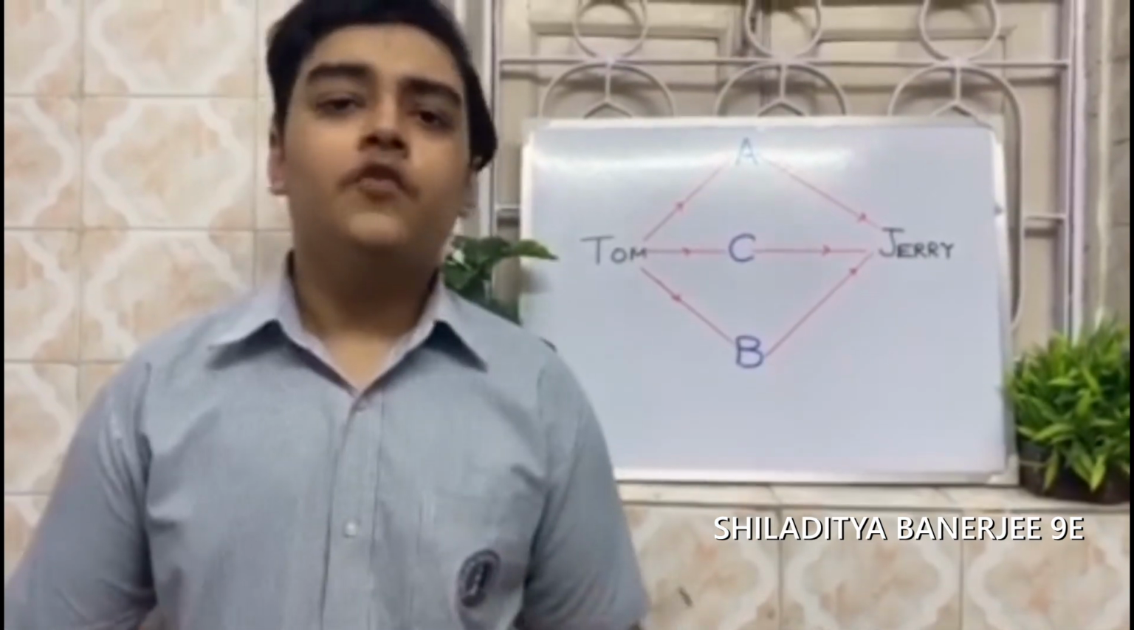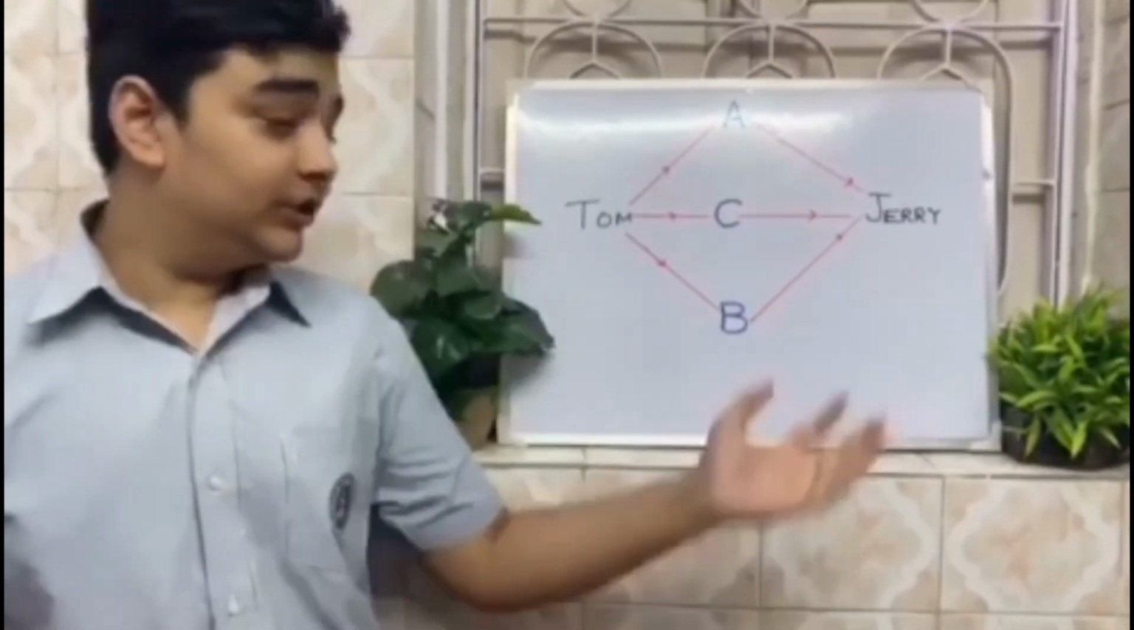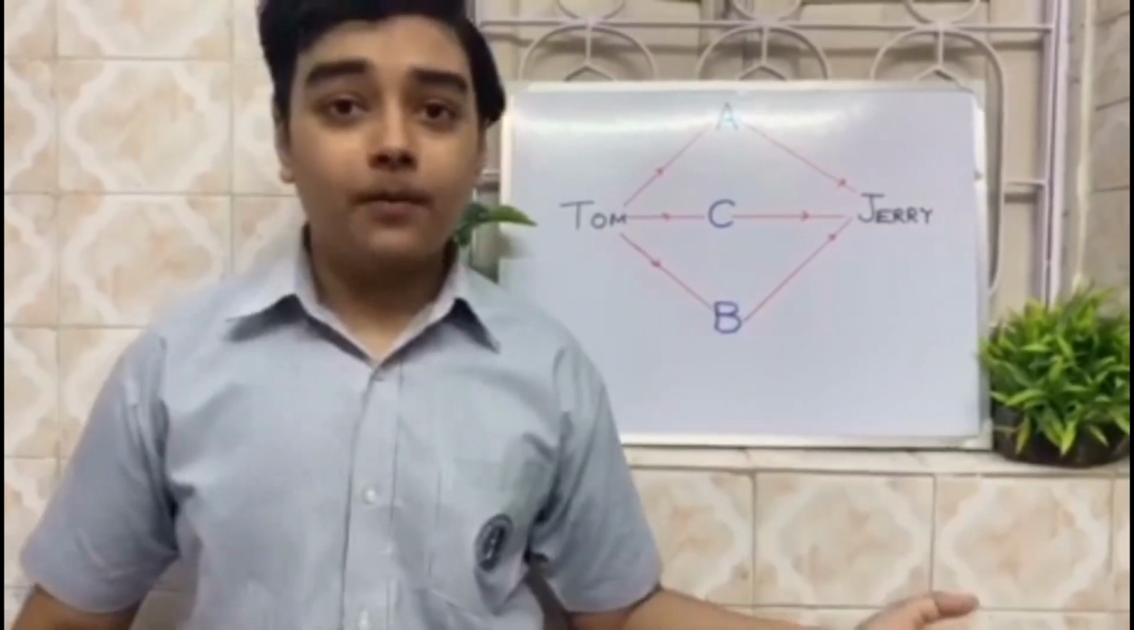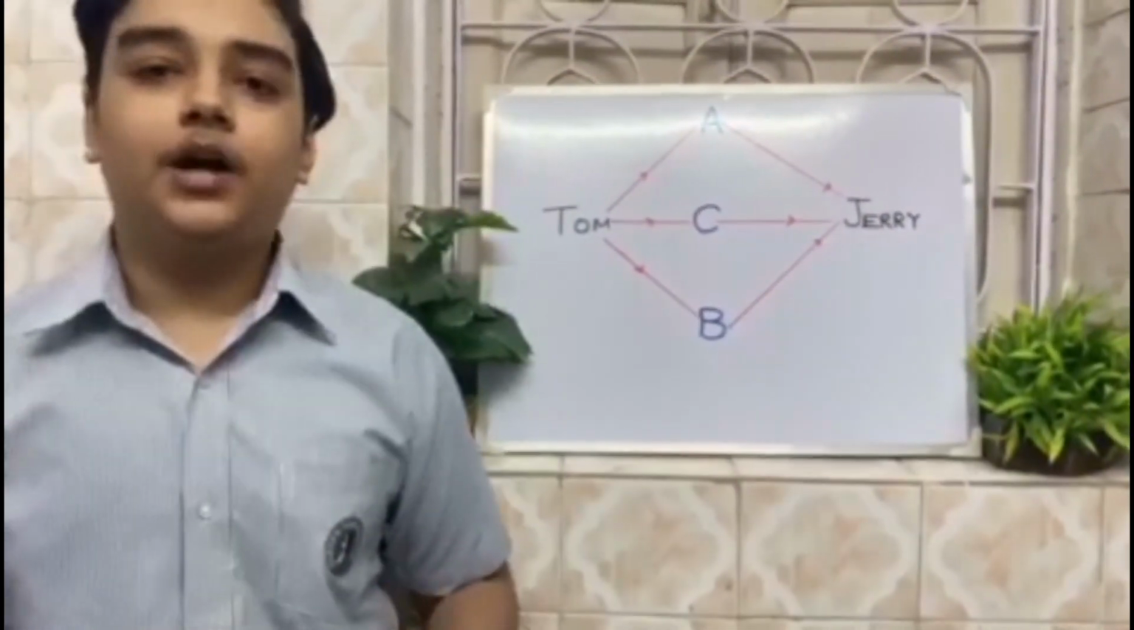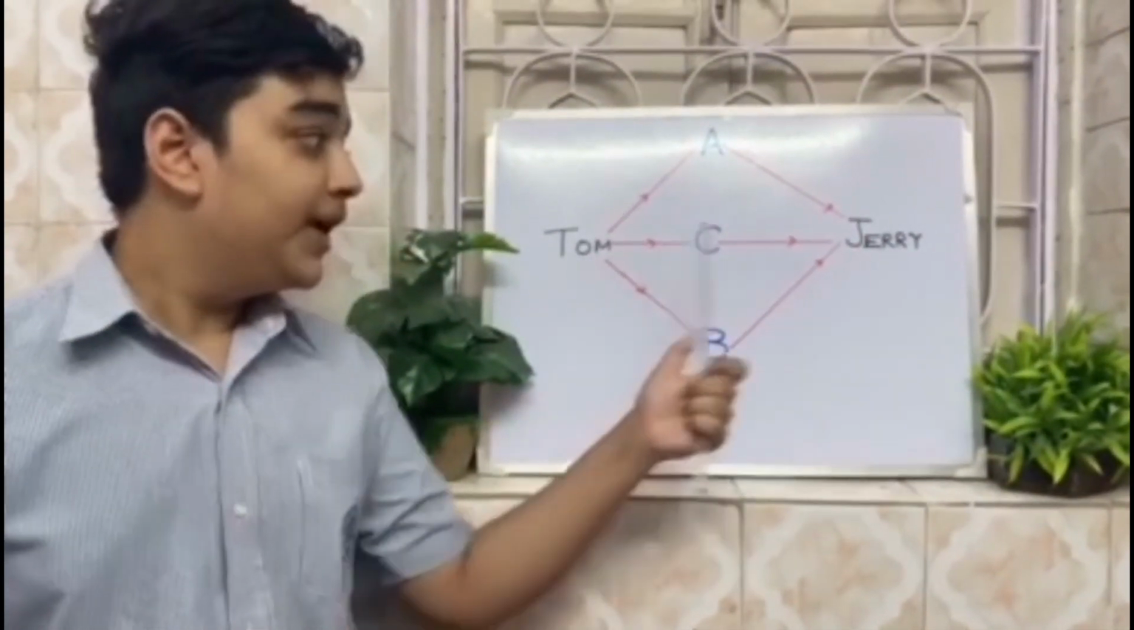Hello everyone. We all know about the dynamic duo of Tom and Jerry. Today, on this board, we have created a problem based on a very lovable cartoon. Now, the question is, in how many ways can Tom reach Jerry?